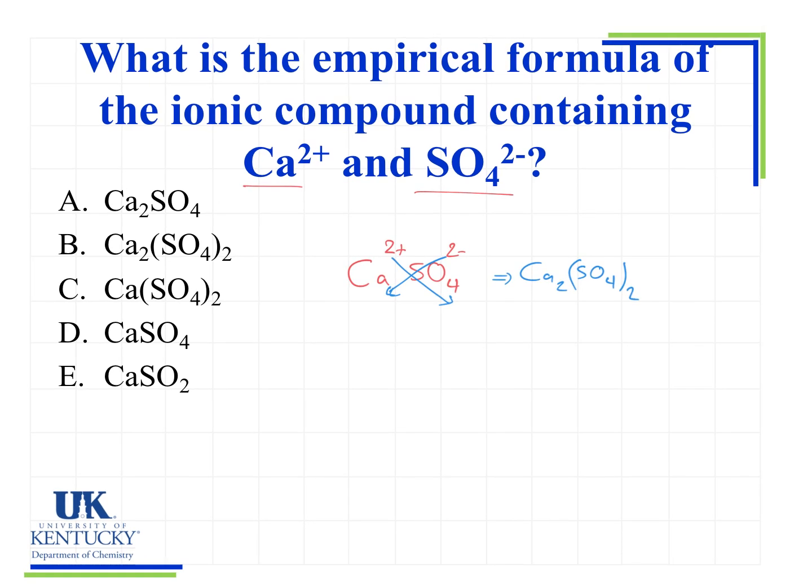So it's an empirical formula. If we have 2 and 2, we can divide it by 2. Therefore it's CaSO4. Okay, therefore the answer is which one? D.